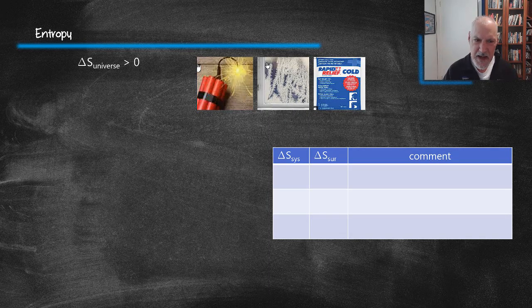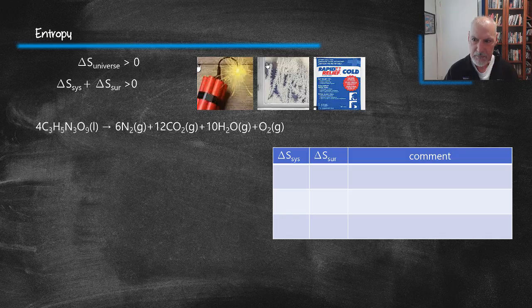This is a mathematical statement of the second law of thermodynamics, that the changes in entropy of the universe are always increasing. We consider the universe being broken down into two parts, our reacting system and its surroundings.